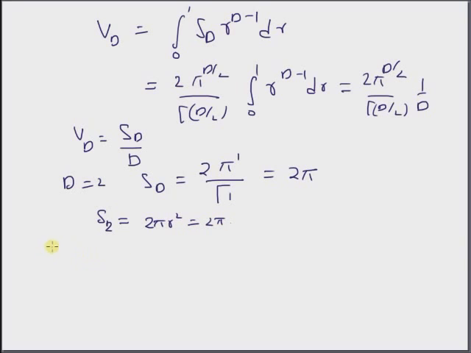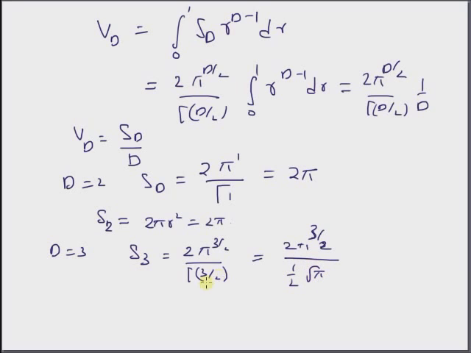So for d equal to 3, S3 equals 2 times pi power 3 by 2 by gamma of 3 by 2, which is equal to 2 into pi power 3 by 2 divided by 1 by 2 into square root of pi. The gamma value can be easily found in a math handbook. So this equals 4 times pi. If you remember, the surface area of a sphere is given by 4 pi r square. So when we put r equal to 1, you get 4 pi.